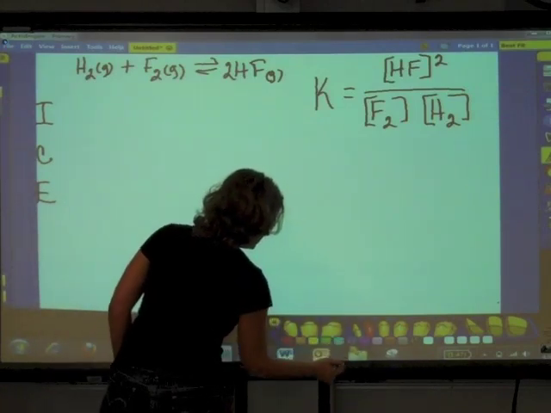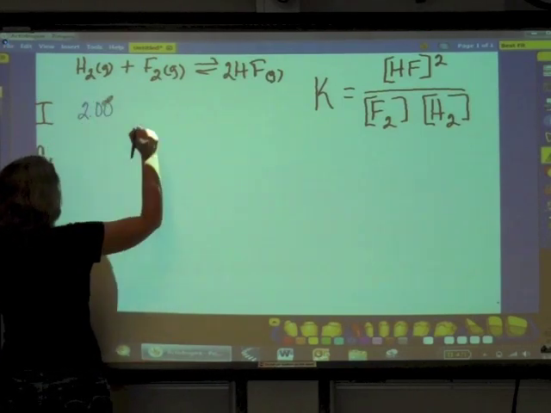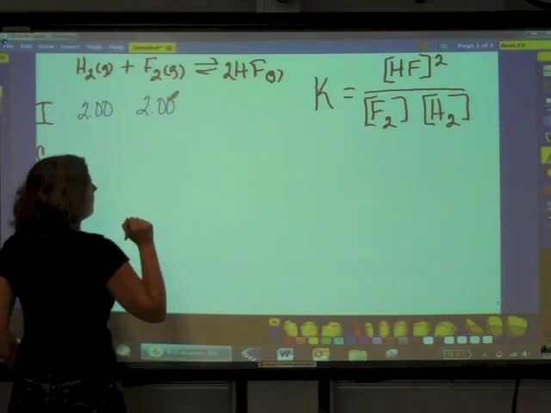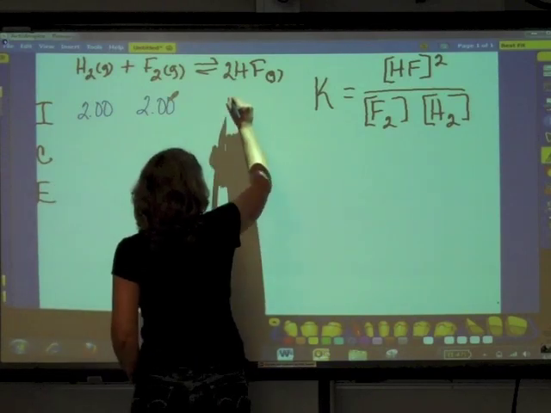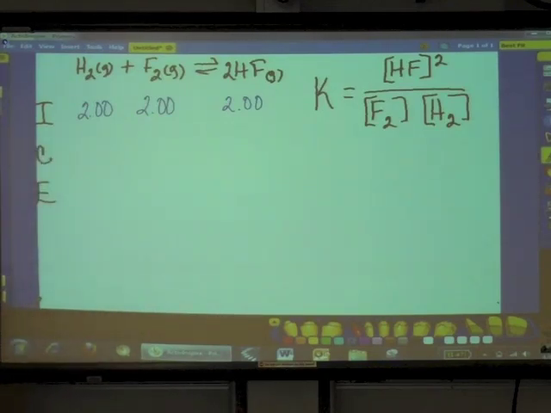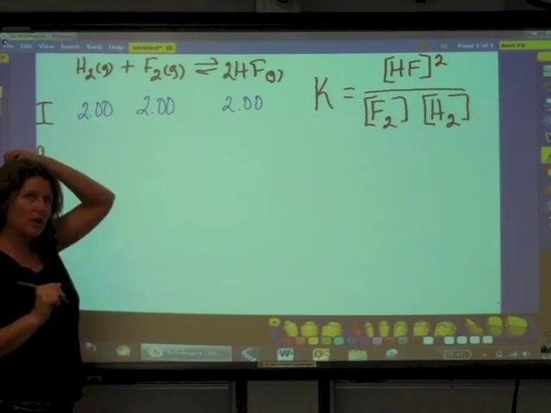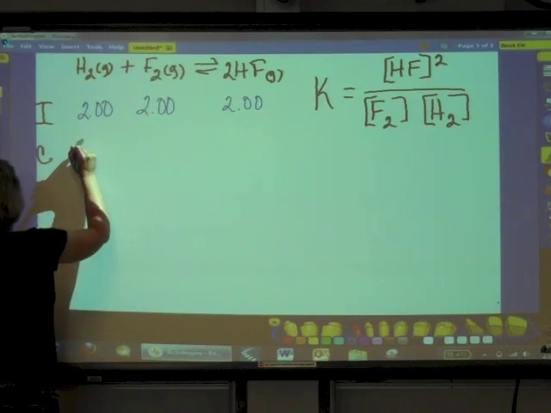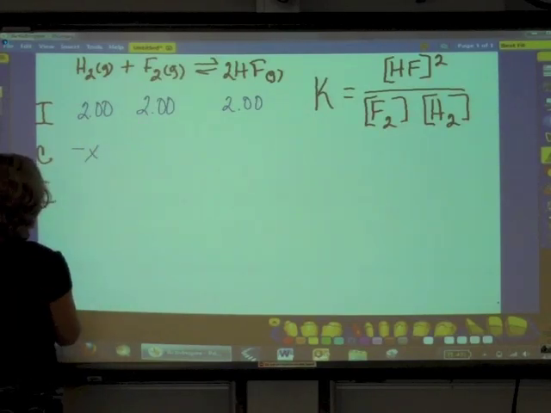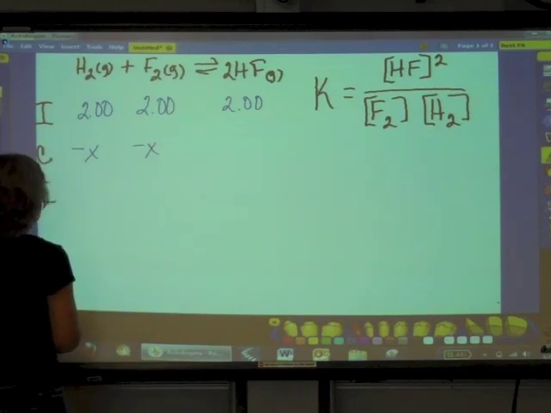I'm going to change colors just because. So 2.00, 2.00, and initially we have some product in there too, 2.00. Now, we're trying to get here. So we don't know how much we're going to lose. We got to figure it out. And so what we're going to do is say we're going to lose some amount that we're going to call X.